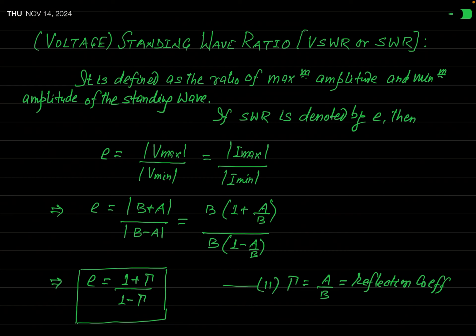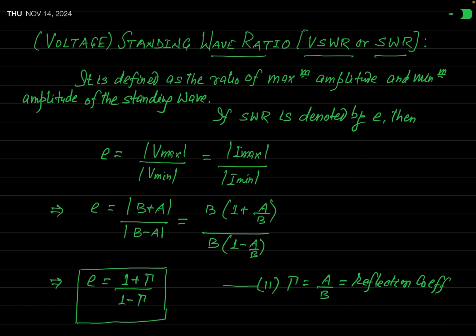Now, as I told you in the beginning of my lecture, how much a wave has a standing wave character is measured in terms of a quantity which is called the standing wave ratio, or in this present context you can also call it the voltage standing wave ratio. That is, it is either called SWR, standing wave ratio, or voltage standing wave ratio, VSWR.